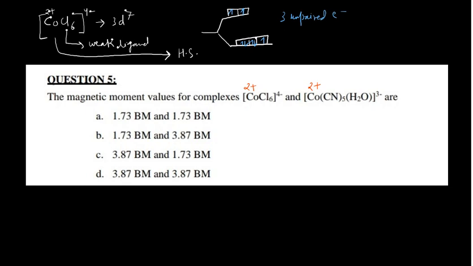So for these 3 unpaired electrons, if you want to calculate the magnetic moment, that would be equal to mu equals under root of n into n plus 2. Now if you put the value of n equal to 3 in the equation, then you will get 3 into 5, which is 15, that means under root of 15, and if you solve this value, it will give you 3.87. Of course the unit would be Bohr magneton. So this is the case for this cobalt complex.